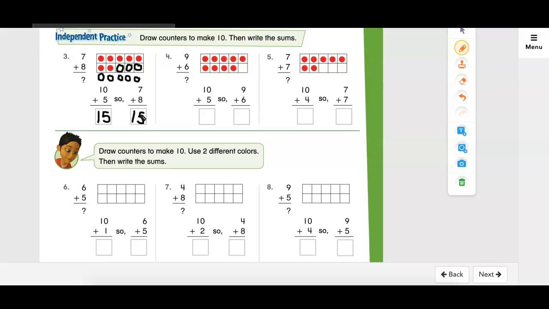So now I want you to work on number 4 and 5. And remember that your answers are the same. So if you get 15 on this side, that means it's also 15 on this side. So now I want you to pause the video and draw counters just like we did. On number 4, you have 9 red counters, so you need to draw in 6 counters.